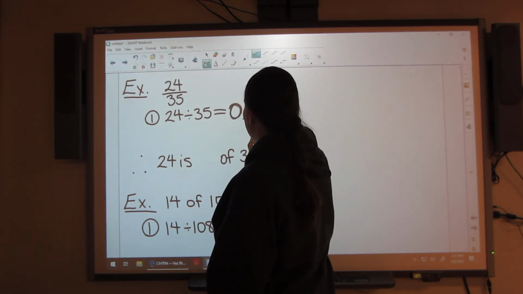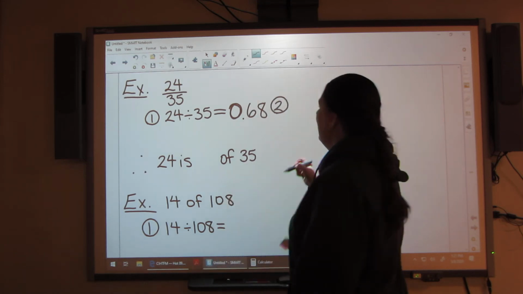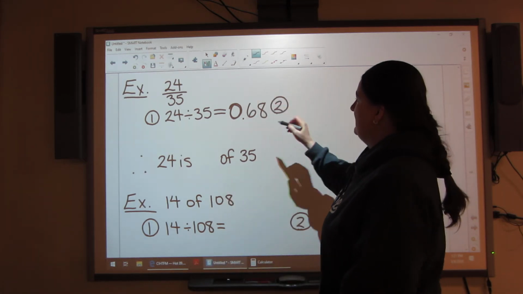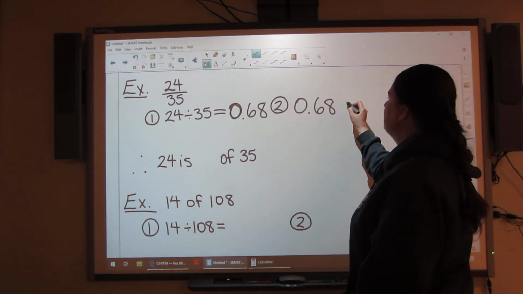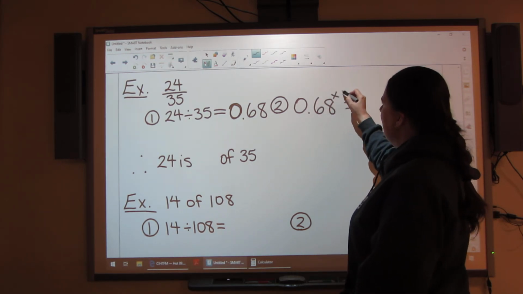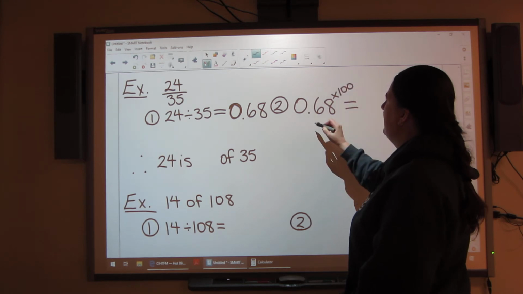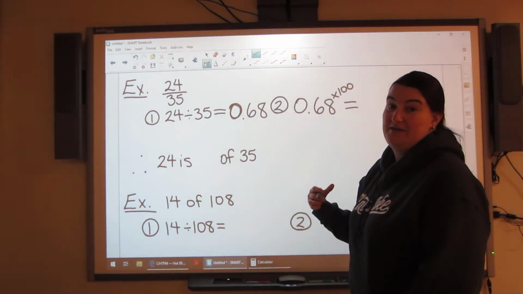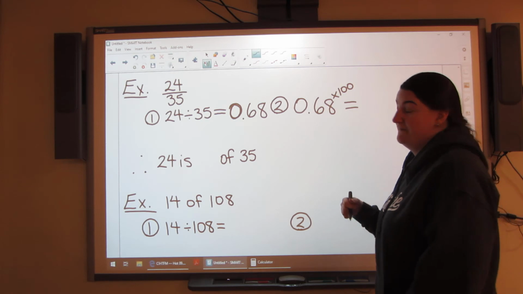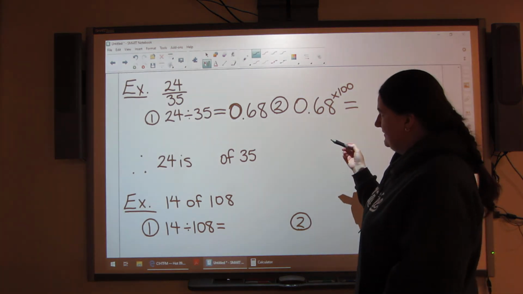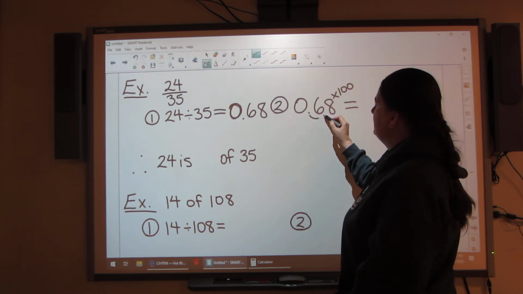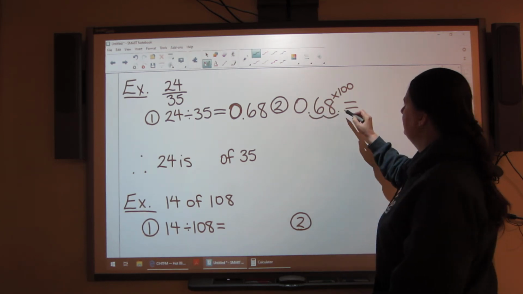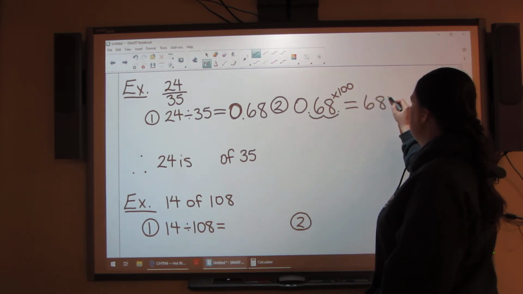There we go. Okay. And then step 2 is you take that decimal, and when you're turning a decimal to a percent, you times by 100. Now I know we've been doing a lot of dividing by 100 for the past pages before, but now we're doing the opposite because you're changing the decimal to percent, so you're moving that decimal 2 spots over. So now I have 68%.